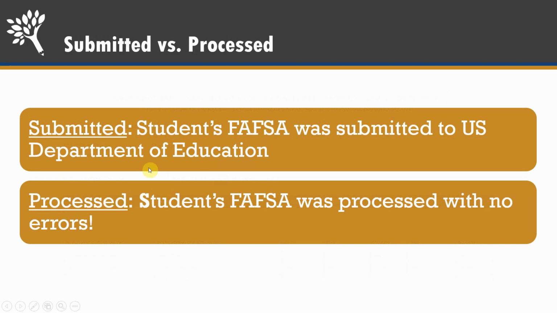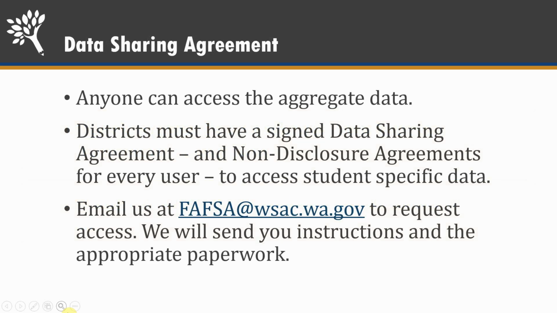On the public dashboard, these are the definitions of the different statuses. Submitted means that the student's FAFSA was submitted to the U.S. Department of Education. Processed means that the student's FAFSA was processed with no errors. Anyone can access this aggregate data, so it can be a good link to share to people who work outside of the school that want to know the FAFSA completion status of different schools or districts or statewide.